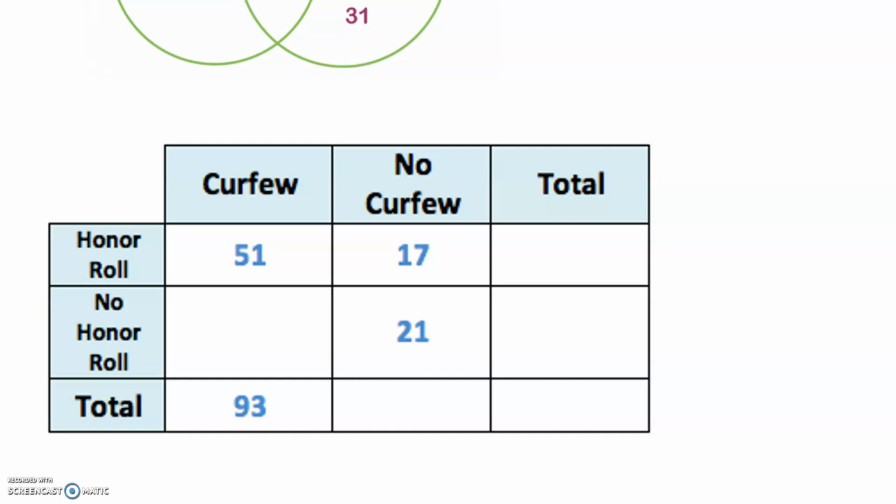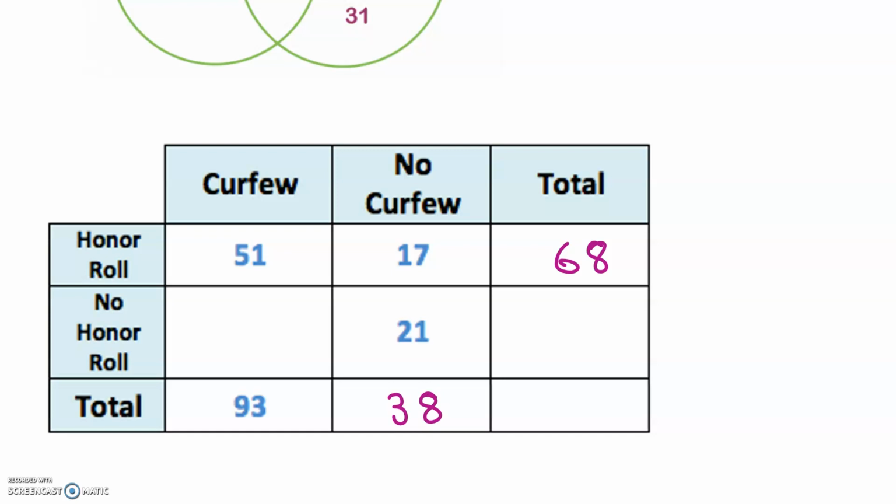So we can use those addition things that we were talking about earlier to figure out what the gaps are. And I'm going to start with these 2 numbers because I know that they should add up to equal whatever the total is, right? We know what all of the honor roll students are. So we add up 51 plus 17. So we get 68 students who are on the honor roll. And we can also add up these 2 to work out how many students don't have a curfew. So we add 17 and 21, so we get 38.